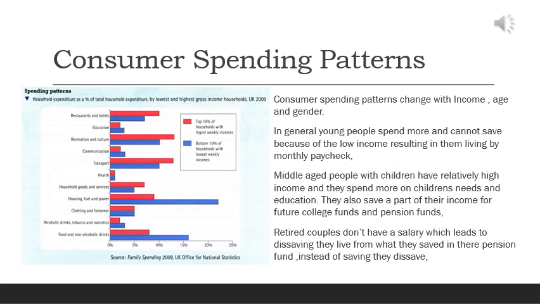Consumer spending patterns. Consumer spending patterns change with income, age, and gender. In general, young people spend more and cannot save because of the low income, resulting in them living by monthly paycheck. Middle-aged people with children have relatively high income and they can spend more on children's needs and education. They also set aside a part of their income for future college funds and pension funds. Retired couples don't have a salary, which leads to them living from what they saved in their pension fund. Instead of saving, they dissave.